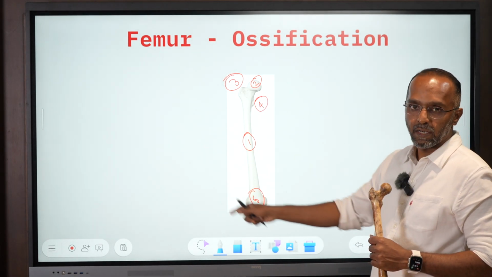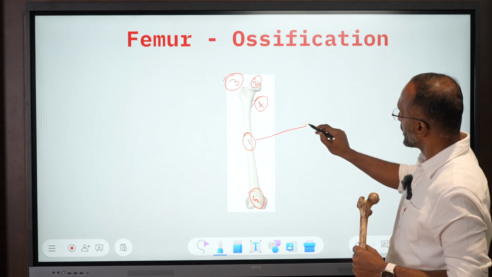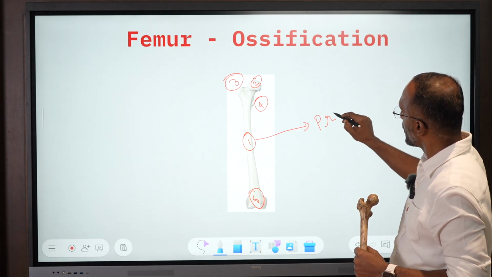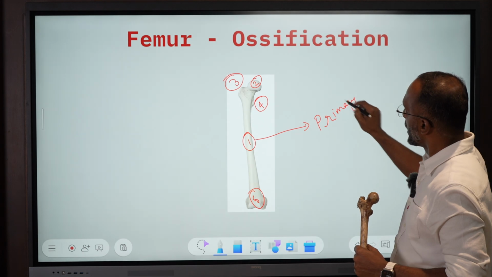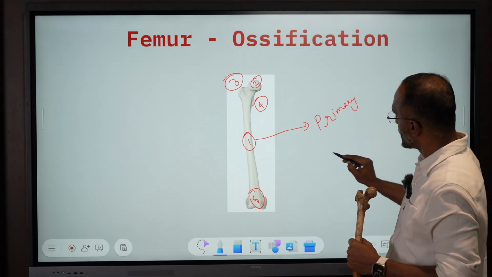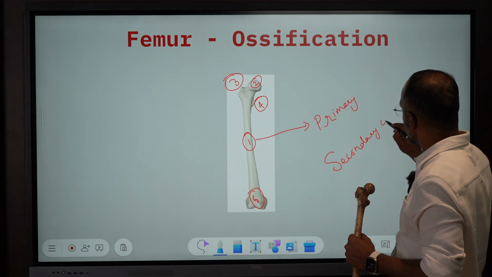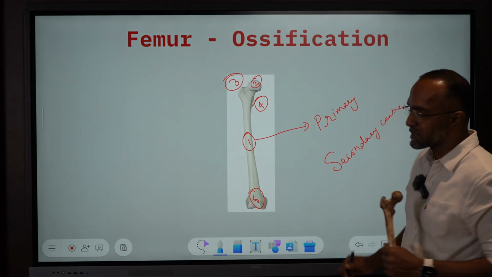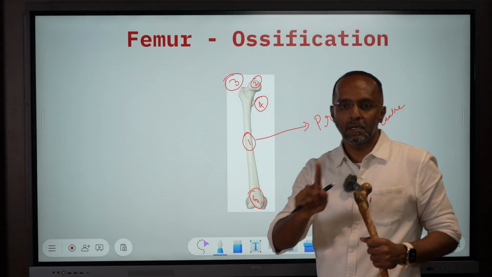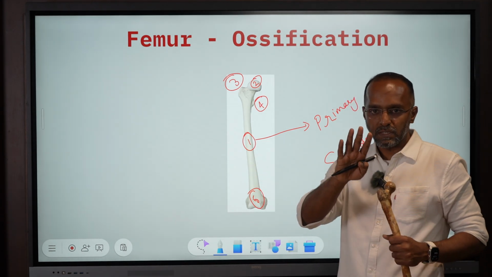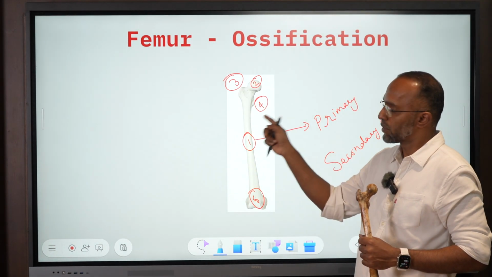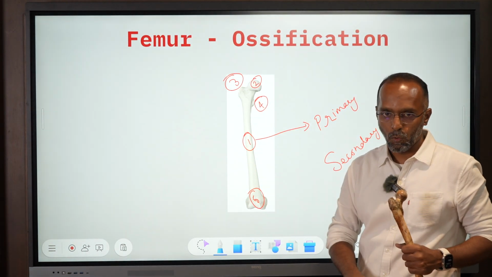Of these 5 centers, number 1 is called primary ossification center, and all the remaining are called secondary ossification centers. So it is enough if you remember these points: 1 primary ossification center for the shaft, and 4 secondary ossification centers, out of which 3 are for the upper end and 1 for the lower end.